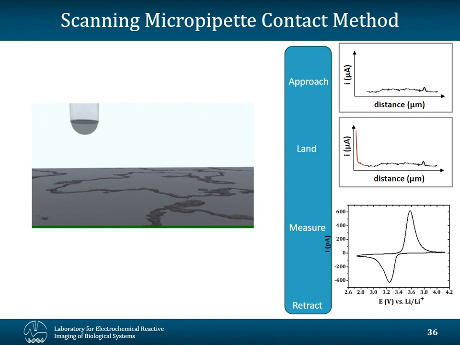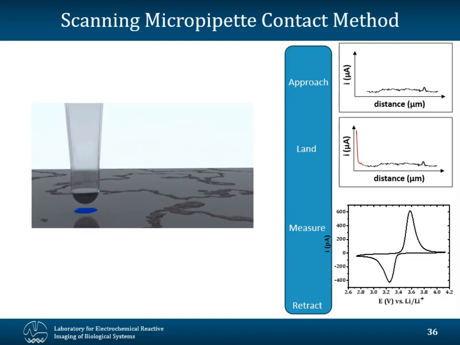So the principle behind the method is that you have this hanging drop at the end of your pipette and you bring it on a surface, carry out your electrochemical process, and then you can move it along the surface. And with the SECM, by monitoring the current, you can set a threshold that will help you to land the micropipette on the surface. And this is the second panel on the right-hand side. Once you land, you can carry out a voltammogram, a galvanostatic experiment, coulometry, whatever you would normally be able to carry out with a potentiostat.